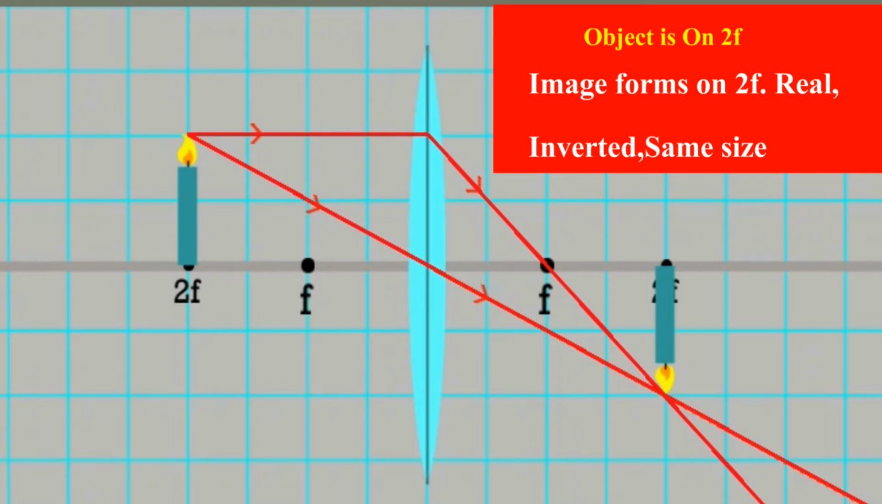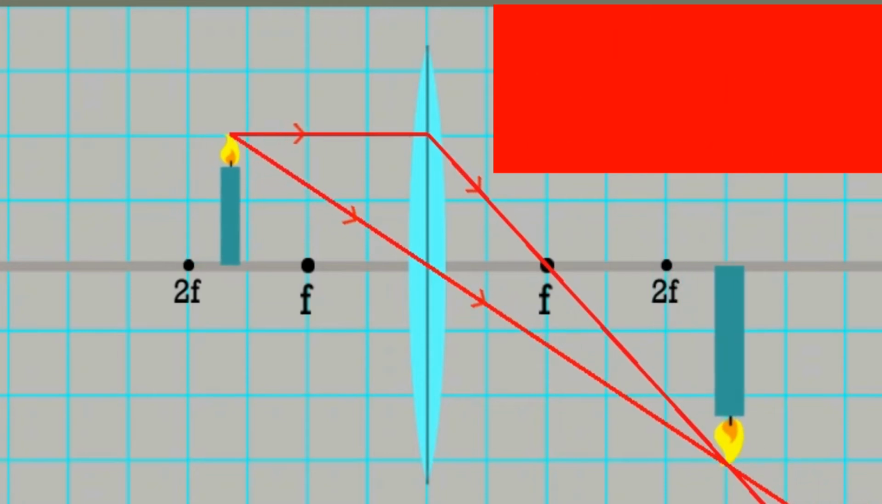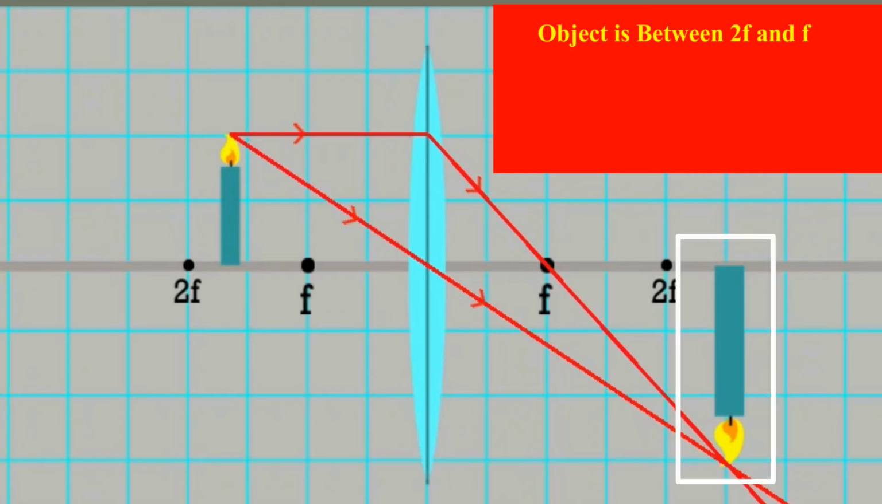Now let us see where the lens is going to form the image when the object is placed somewhere between 2f and f. Okay, now see that the image is formed beyond 2f, beyond the center of curvature. Observe the image. Now the image is magnified. Compared to the height of the object, the height of the image is greater.